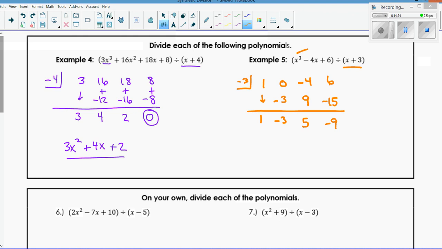Again, we're dividing by an x from x cubed, so one term down means that 1 is 1x squared minus 3x plus 5, and what is left here is always my remainder, so minus 9 divided by x plus 3. Meaning that negative 3 was actually not a solution.